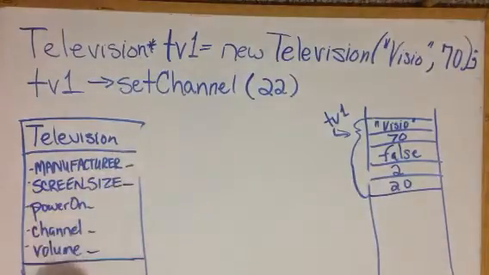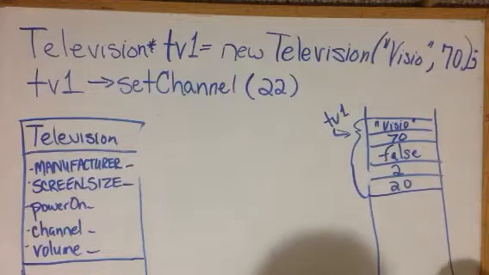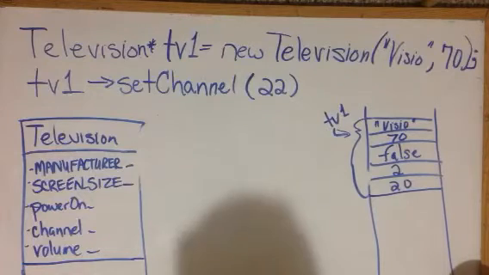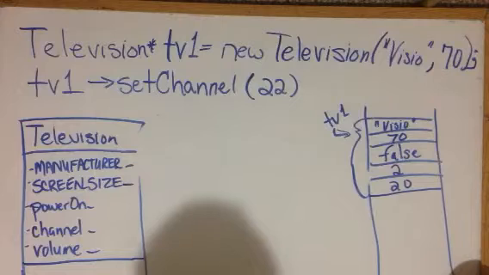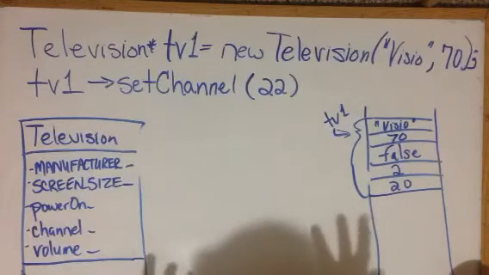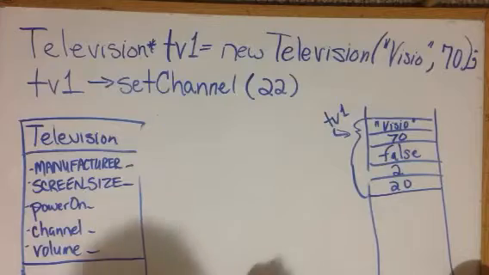Let's look at our television example to learn about a new concept called this. This is a special pointer with the name this in order to access member data from within a method on the class.